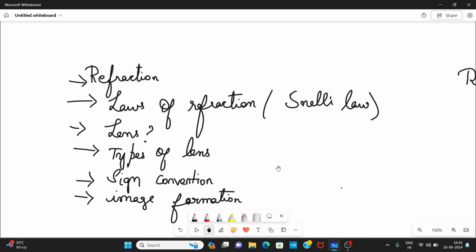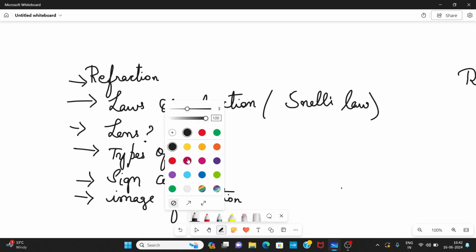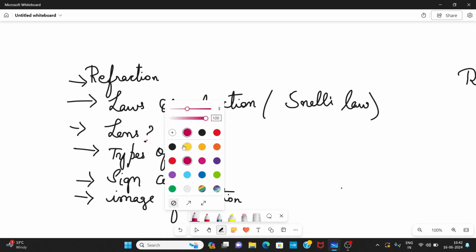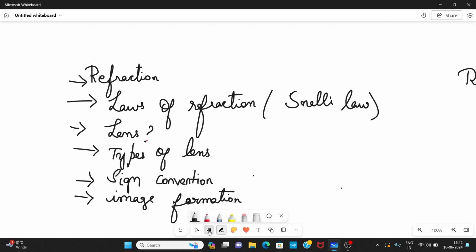So welcome to the class. Today we will be seeing what is refraction, the types and laws of refraction, lens, what are lens, the types of lens, sign convention and the image formation by lens. Quickly moving on to the topic.